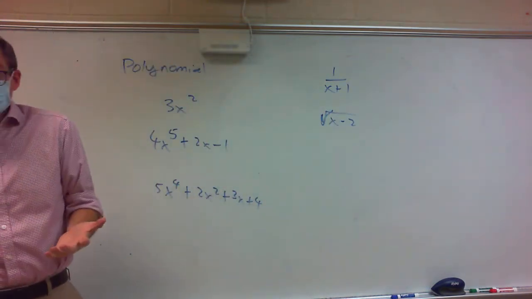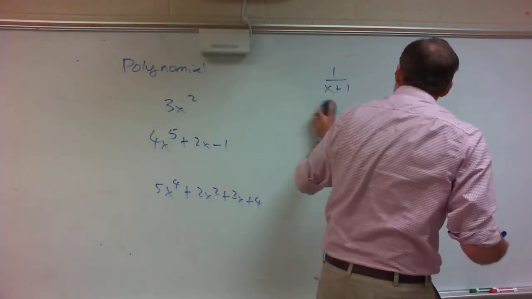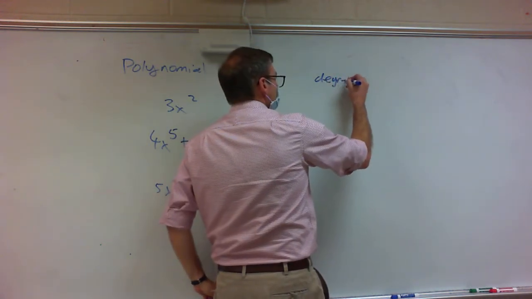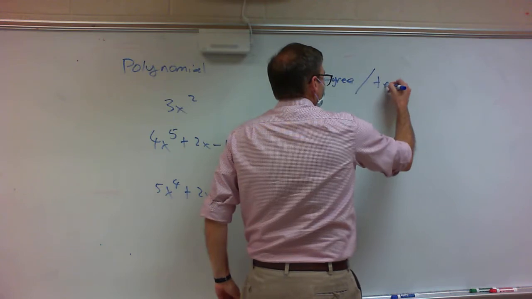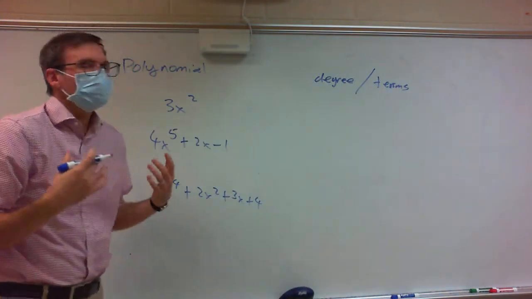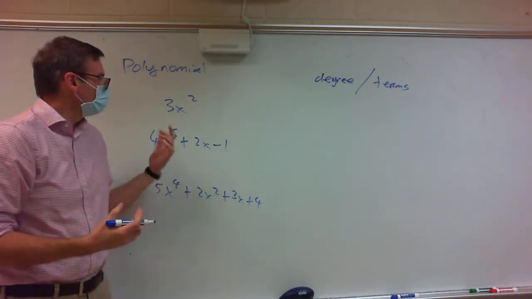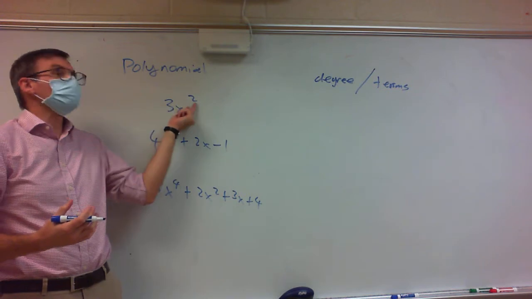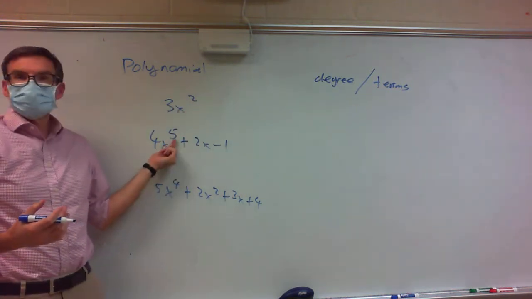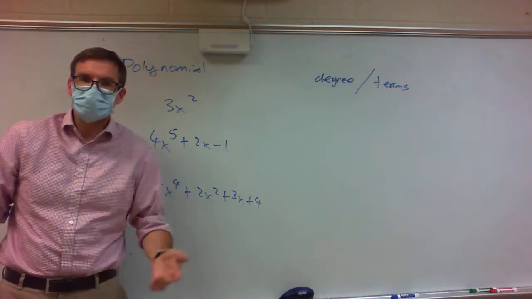As far as classifying polynomials, we classify them in two methods. We classify them by the degree and the number of terms. And again, you probably already know this. Well, the degree is simply the highest exponent you have. So, like the degree of this polynomial is 2, because the highest exponent I have is 2. The degree of this polynomial is 5, because the highest exponent I have is 5. And the degree of this polynomial is 4, highest exponent is 4.